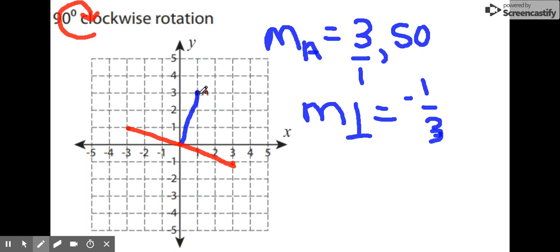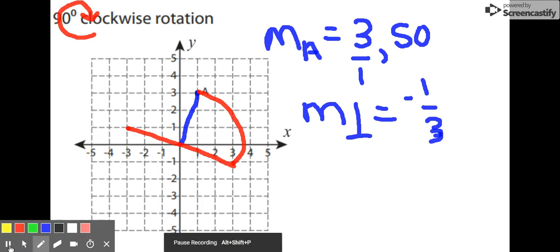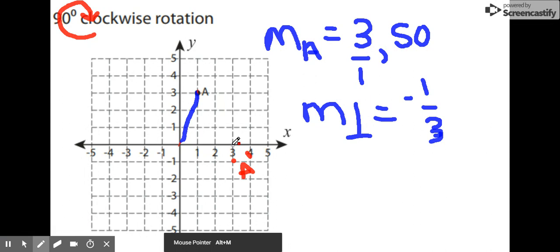Because we're rotating 90 degrees clockwise, A should be moving down into the 4th quadrant. The other way would have been rotating 90 degrees counterclockwise. So let's fix this graph and show our location of A prime. A prime is located at 3, -1.